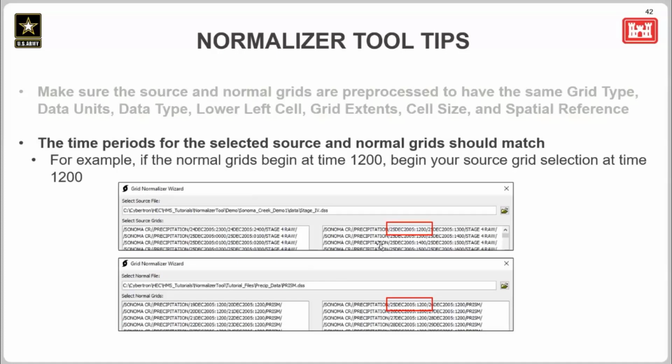And here I've just got a screenshot of when I did this back in the demo. So we've got the PRISM data on the bottom, which starts at time 1200. So when I selected my source grids, I also made them start at 1200.